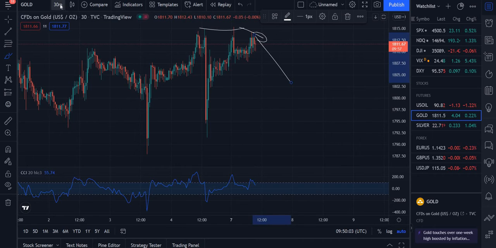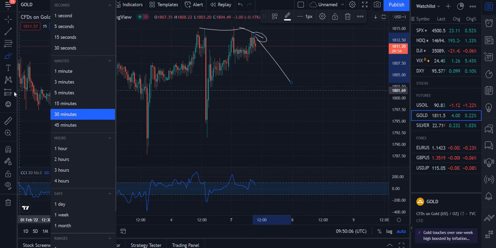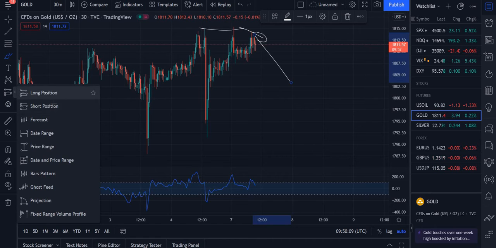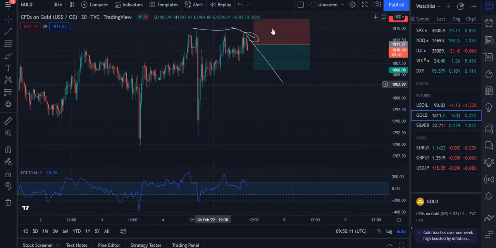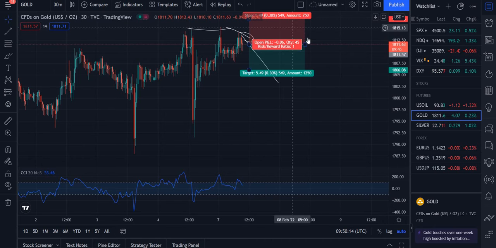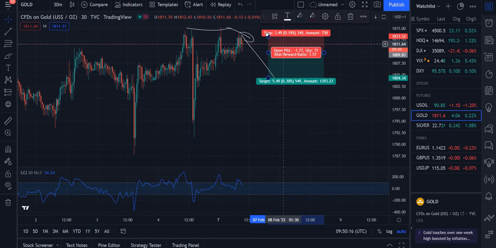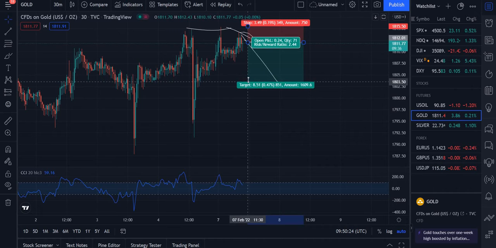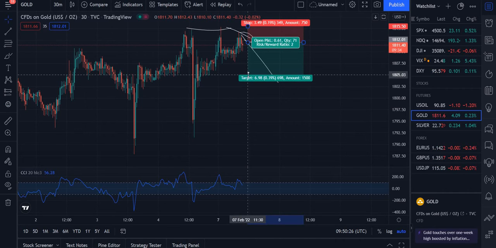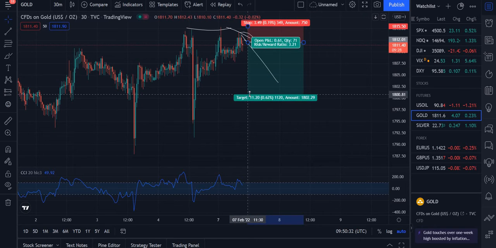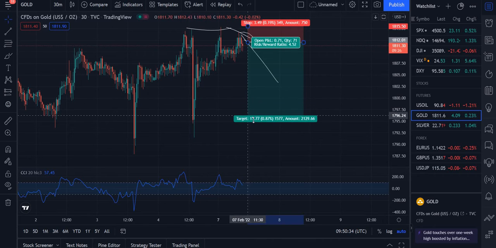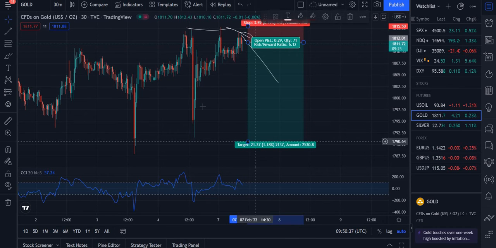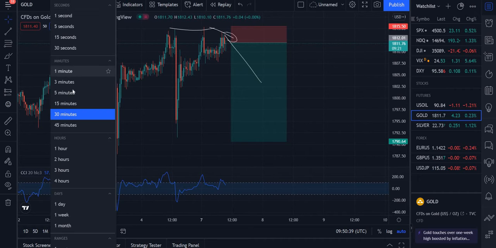So initially, if we jump in right now, the stop loss would be above the previous high, so somewhere at around 1850, and we can target 1 to 2, which would be around here. So first target 1805, second target 1800, then 1795 and 1790. So this would be the trade.